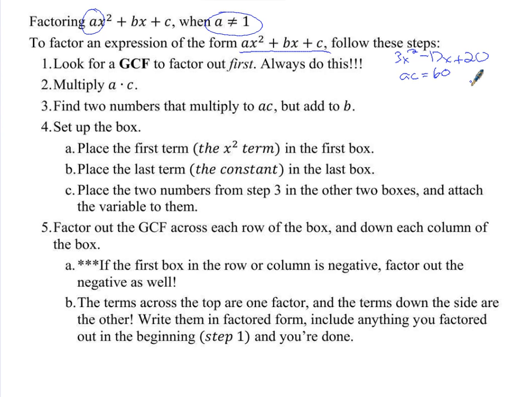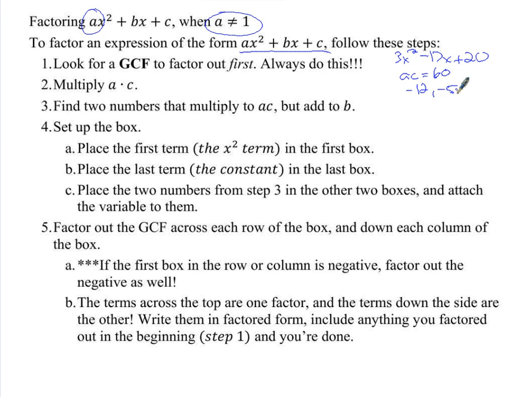Step 3, find two numbers that multiply to give me that number, but add to give me that number. So I need two numbers that multiply to give me a positive 60 and add to give me a negative 17. That means both numbers have to be negative. So I need two numbers that will do this. Negative 3 and negative 20 do multiply to give me 60, but they don't add correctly. Negative 5 and negative 12 does work. Negative 12, negative 5. Write them down and then check.